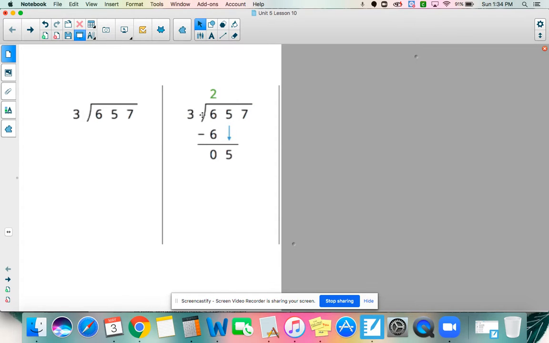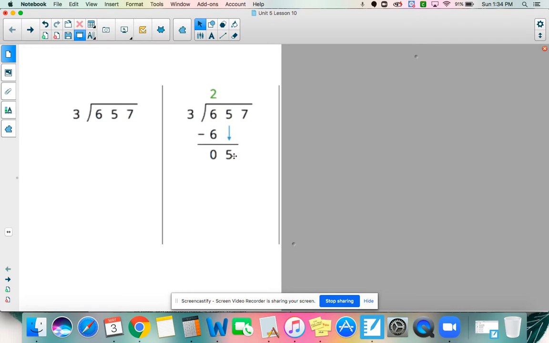And so notice that my 2 is written above the 6 because I was seeing how many 3s in the 6, and that's technically 600. And so it's 200. So I'm going to put it in the hundreds place. 3 times 2 is 6. So that means 6 minus 6, I get nothing left over. I pull down the next value.